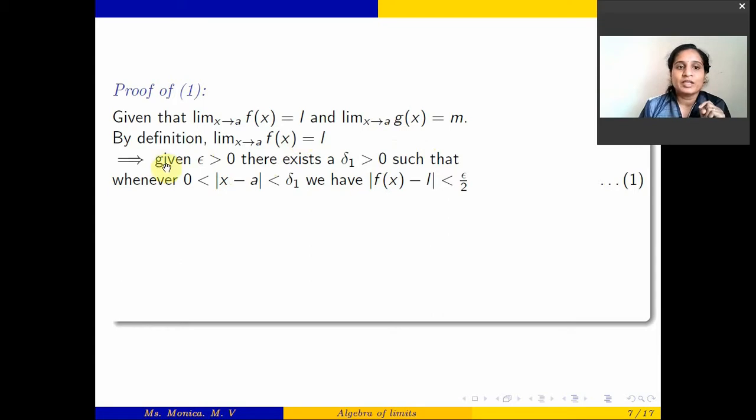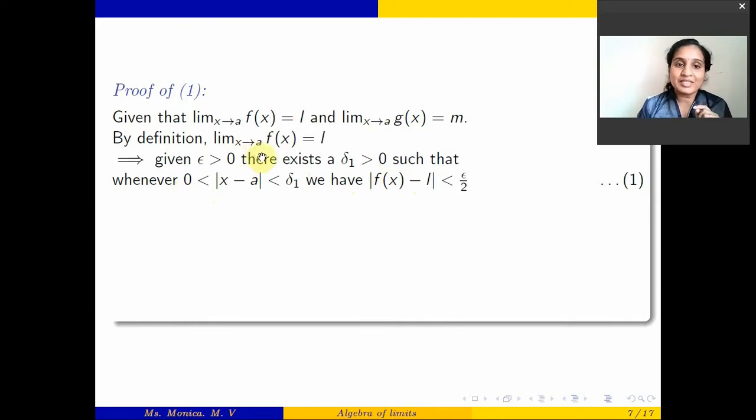Therefore, given epsilon greater than 0, there exists a delta 1 greater than 0 such that whenever the distance between x and a, distance means in mathematical terms I will write it as mod x minus a, is less than delta 1 and greater than 0. I don't want it to be x equal to a.